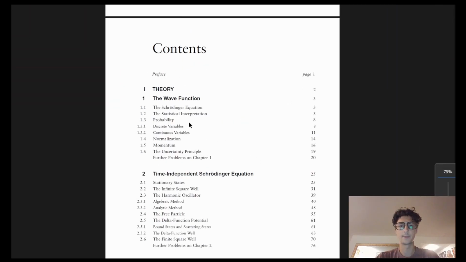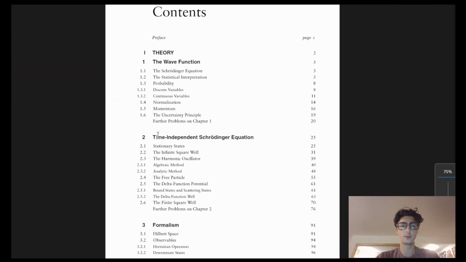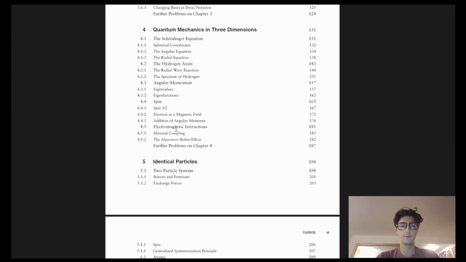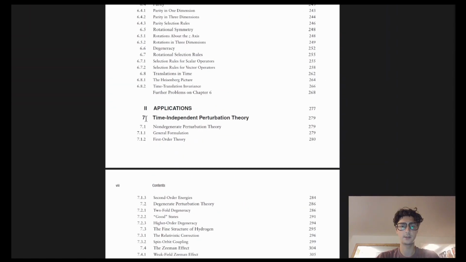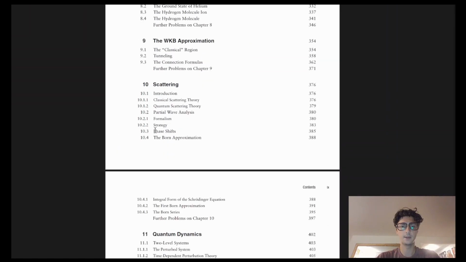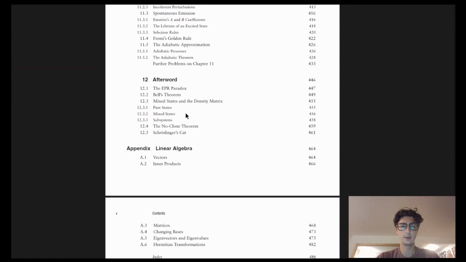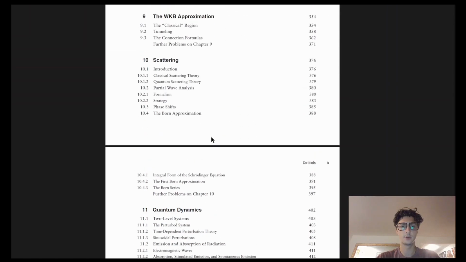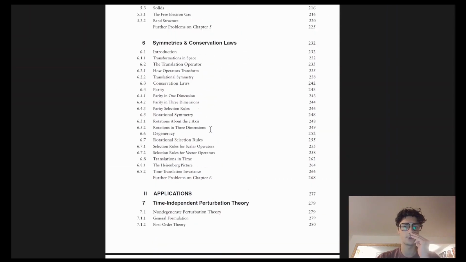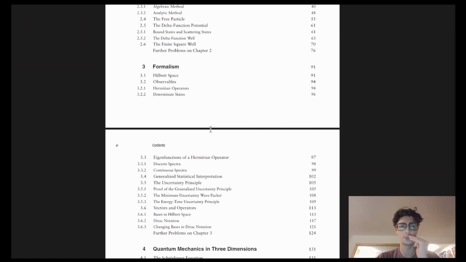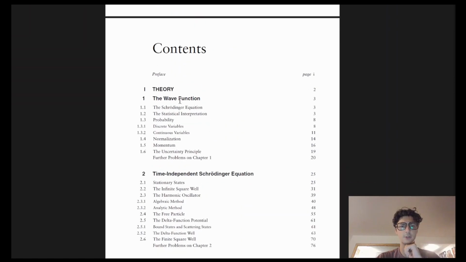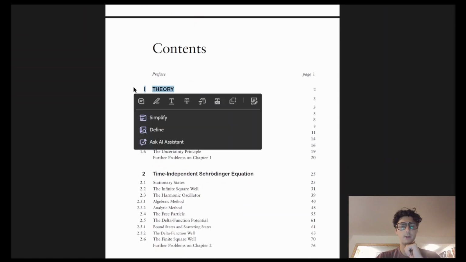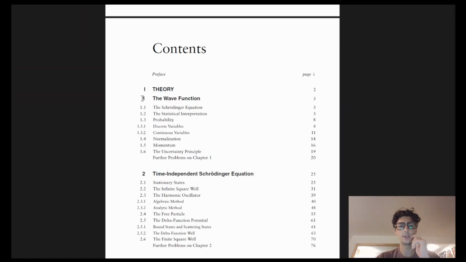Let's take a look. We got chapter 1, 2, 3, 4, 5, 6, and then part 2, chapter 7, 8, 9, 10, 11, 12. Interesting. So the book is 12 chapters, 2 sections of 6 chapters each. Let's take a look at the first section here. Part 1, the theory, and part 2 is the applications.